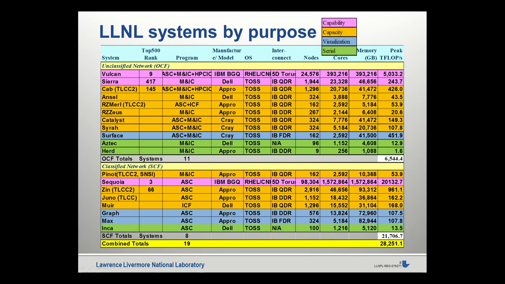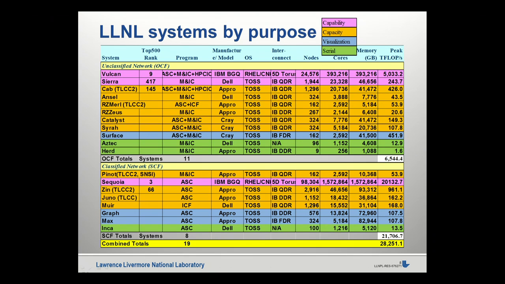Far more jobs run on the orange systems. These are the capacity machines. So far more users are using these, running smaller jobs. They're still fairly big systems. You can see some of these have 20,000, 50,000 cores. So they're not really small, but this is where most of the jobs are running.